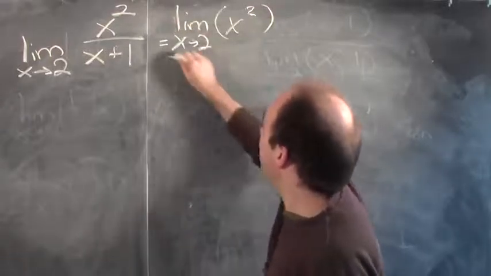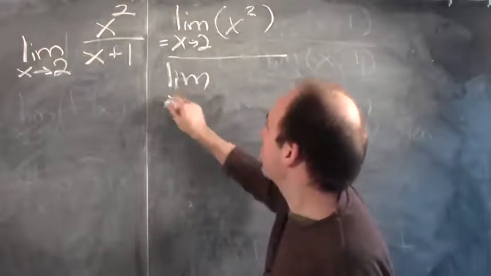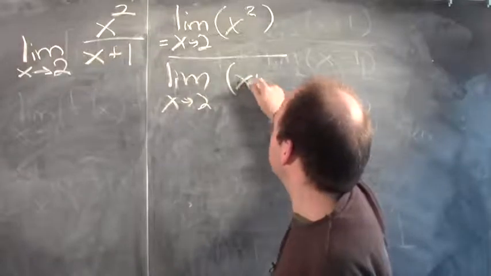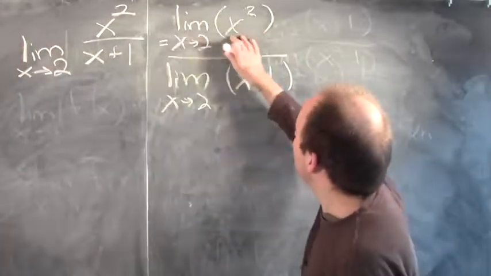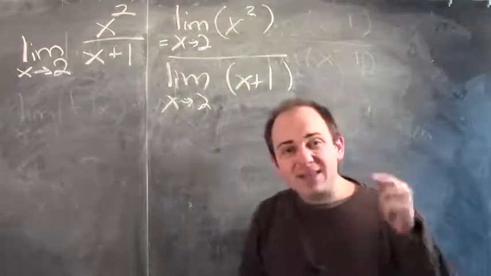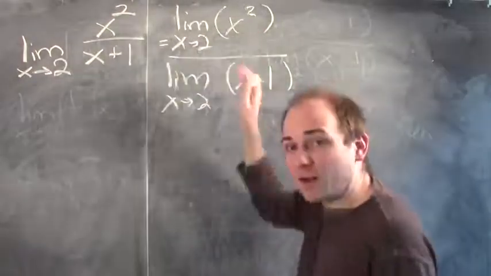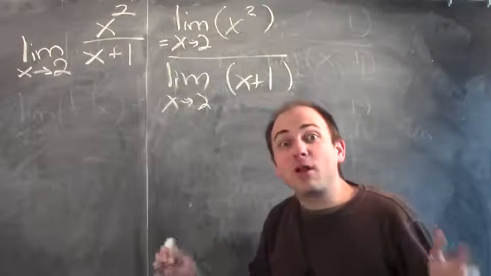Here's the limit of the numerator. The limit as x approaches 2 of x squared. This is the limit of the denominator, the limit as x approaches 2 of x plus 1. Now, this is the limit of x squared. X squared is x times x. This is the limit of a product. And the limit of a product is the product of the limits.